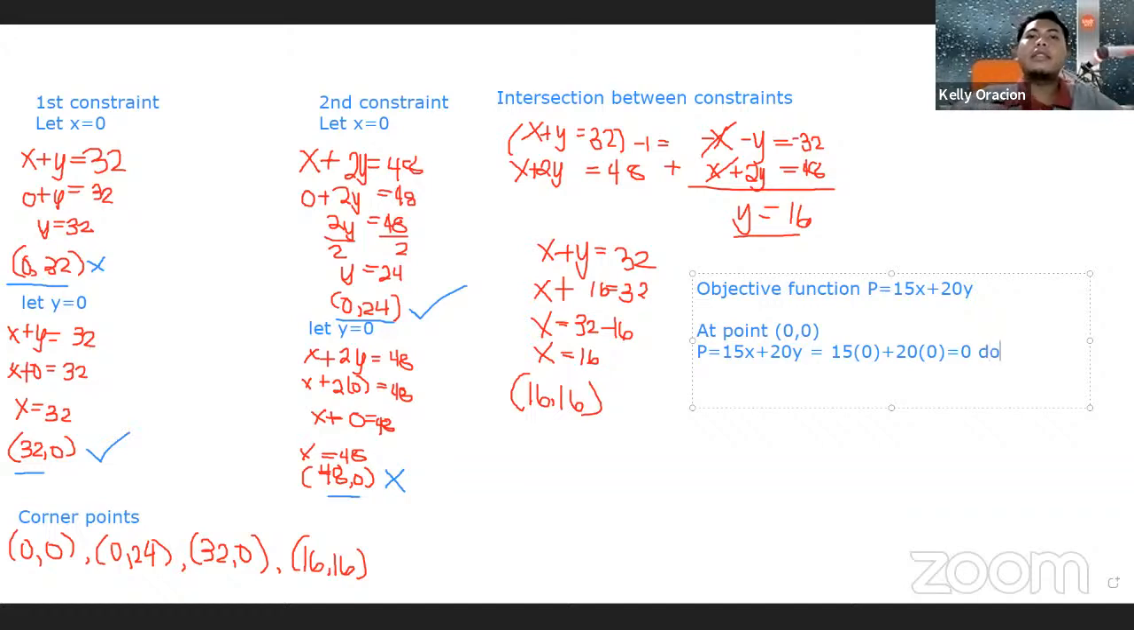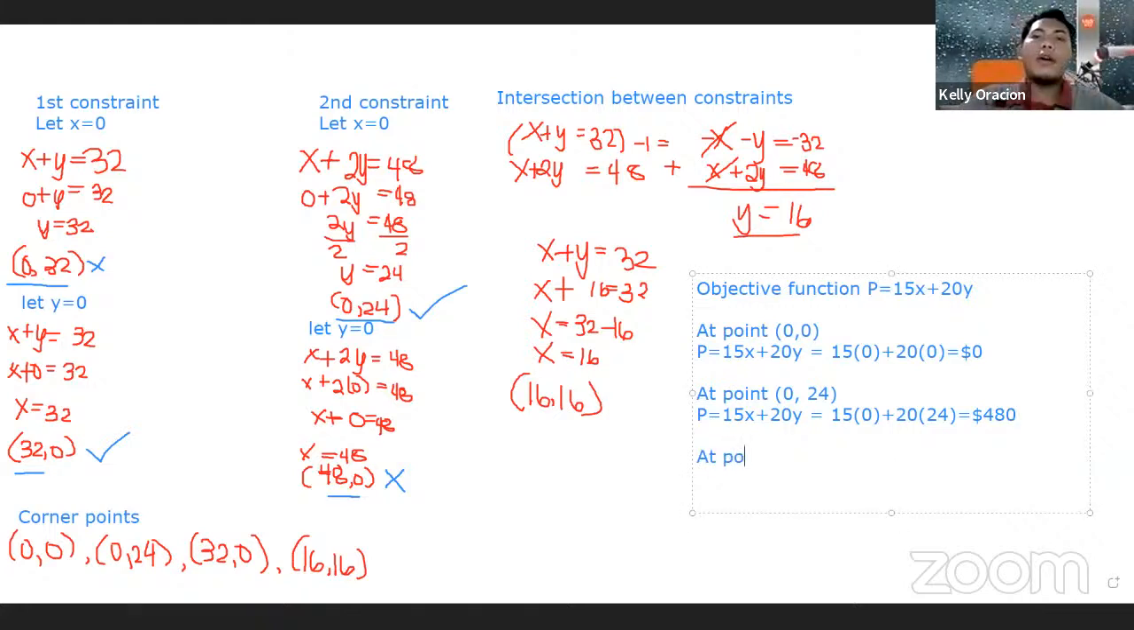Okay. $0. Dollar ha, kasi dollar man yung ano kanina. What's the symbol of dollar? Yeah, that's the symbol for dollar, $0. Next, at (0, 24). So, the equation, 15 times 0 plus 20 times 24. Oh my God, nabili na akong calcu. The answer is 480. Again, the answer is $480.